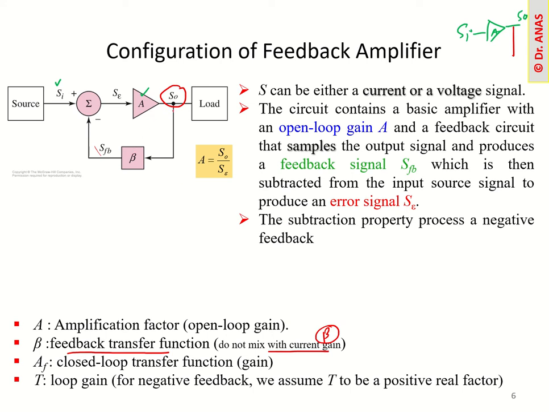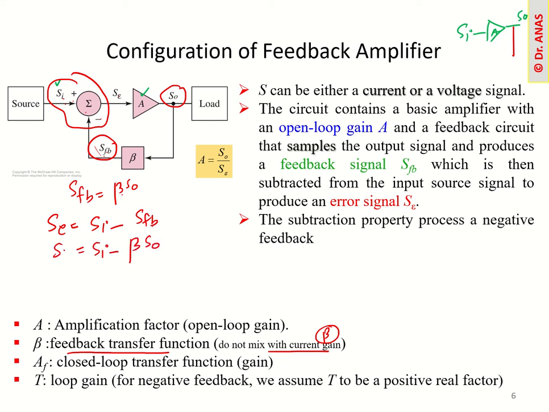So basically you are getting the output multiplied by beta. The feedback which you get here will be beta times S naught. This is the portion of the output, not the complete output. Beta could be 1 or any factor. Then it goes to the input, where we have the subtraction of the input and this portion coming from the output. So the error signal we get will be the input minus the feedback, which is the multiplication of beta with S naught. So this is my error signal.